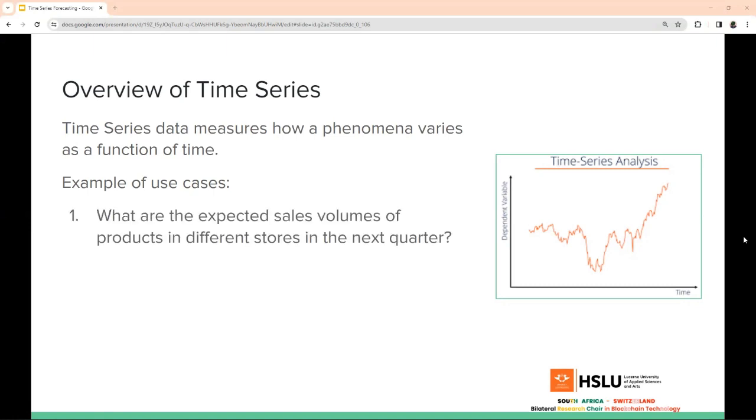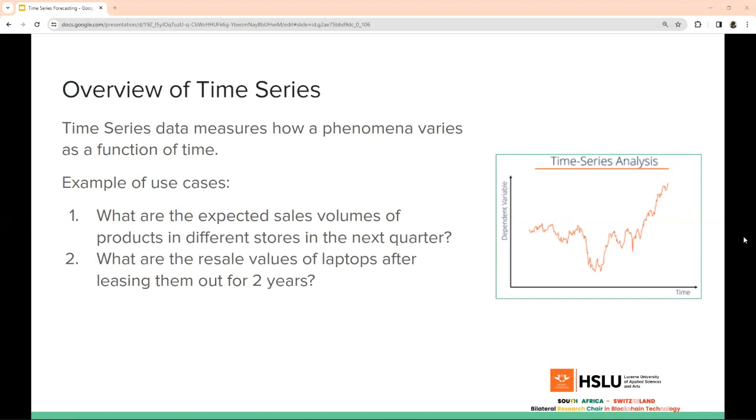Like I said, time series analysis can be used for trying to predict the future, and people in industry would use it as a strategy planning tool. For example, let's assume that you work for a retail company and you want to forecast the number of sales of a particular product because you want to see whether or not you should stock it. You would perform a time series forecast where you would try to determine the expected sales volumes of a product in different stores in the next business quarter. That would inform your strategy as a company.